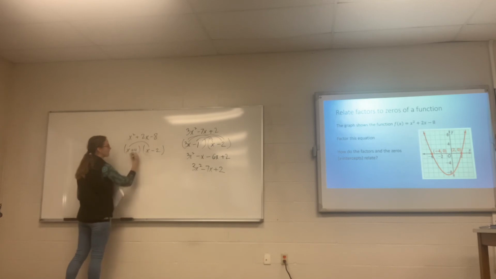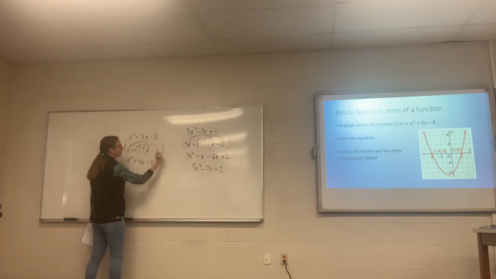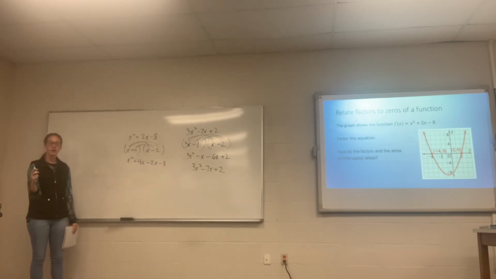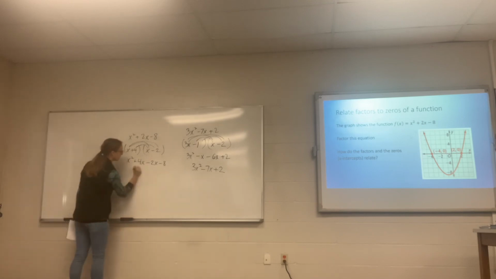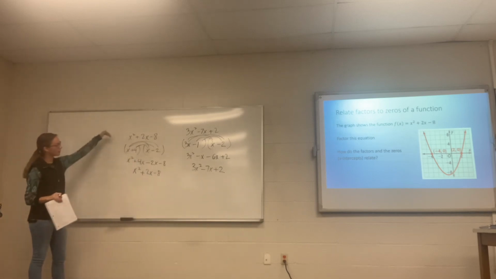So x times x gives me x squared. 4 times x is going to give me 4x. X times negative 2 gives me negative 2x. And then 4 times negative 2 gives me negative 8. Okay, and then if I combine my like terms, I'm going to have x squared plus 2x minus 8, which is exactly what I started with.